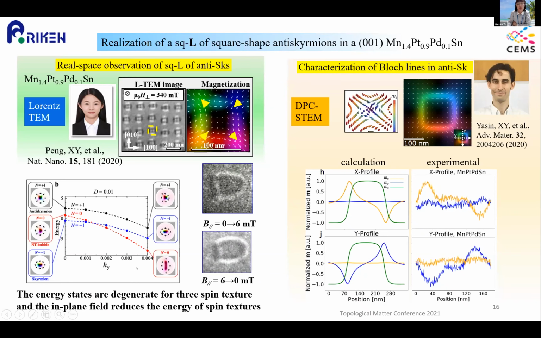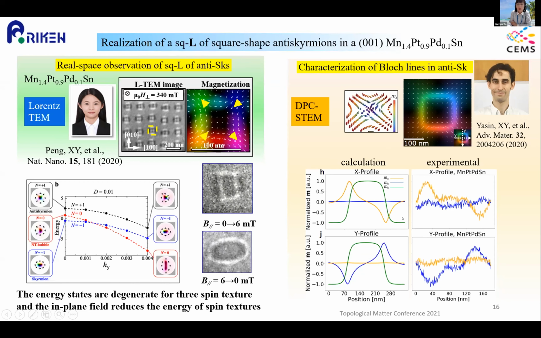with D2d symmetry. To evaluate the Bloch line in this antiskyrmion, which is essential to characterize the topological nature of the antiskyrmion, we chose the DPC-STEM technique to quantitatively characterize this Bloch line.